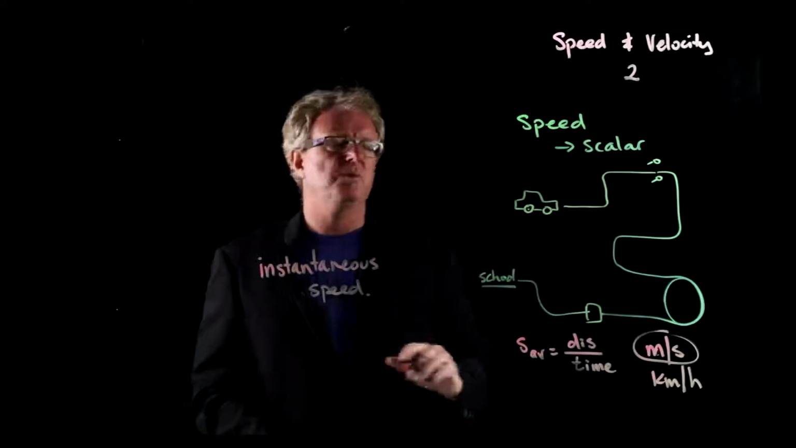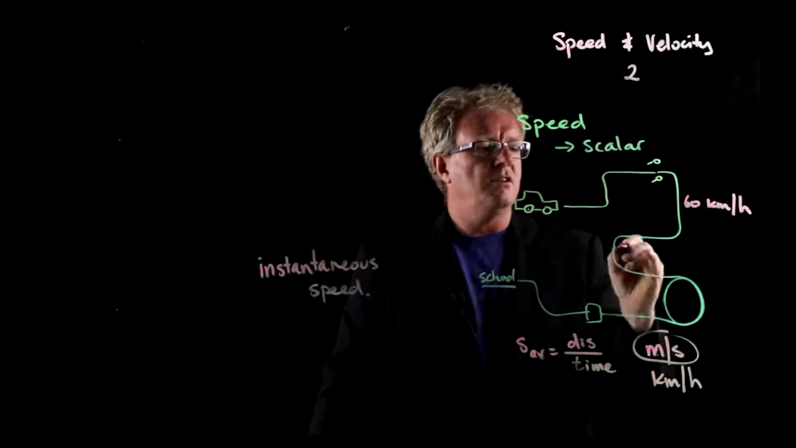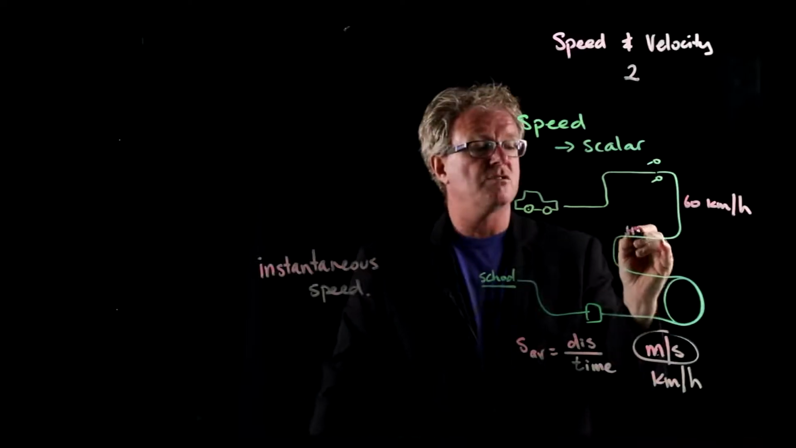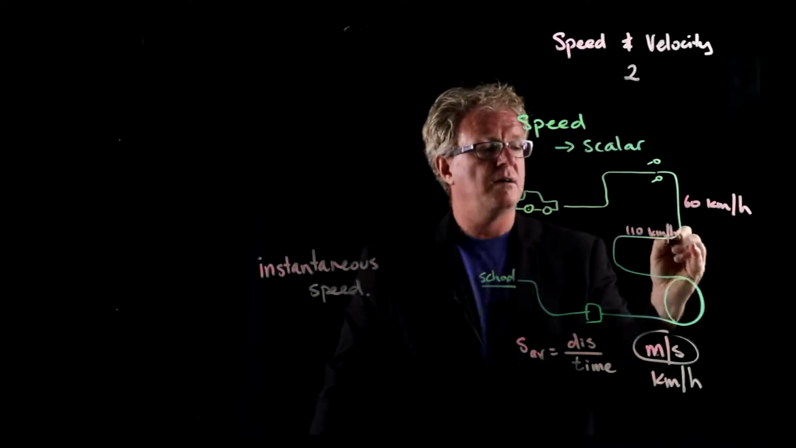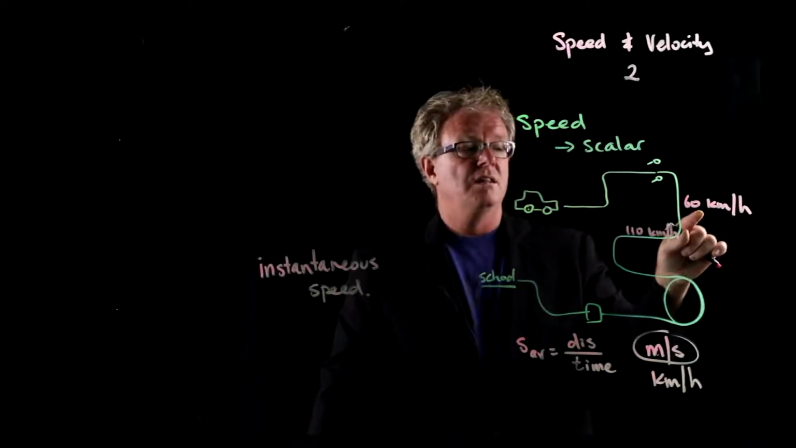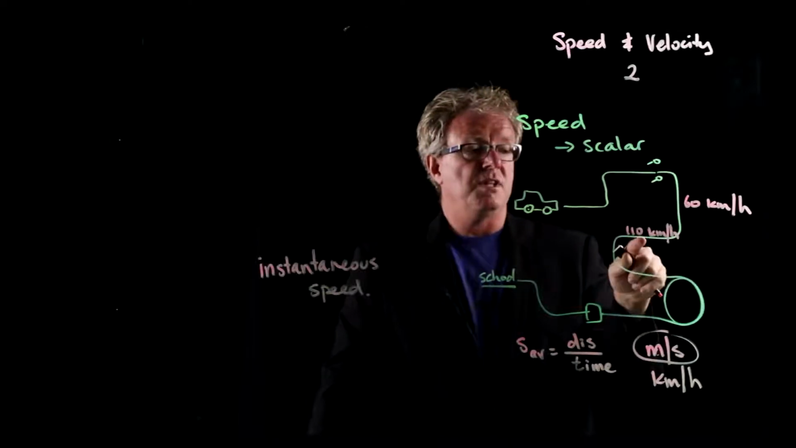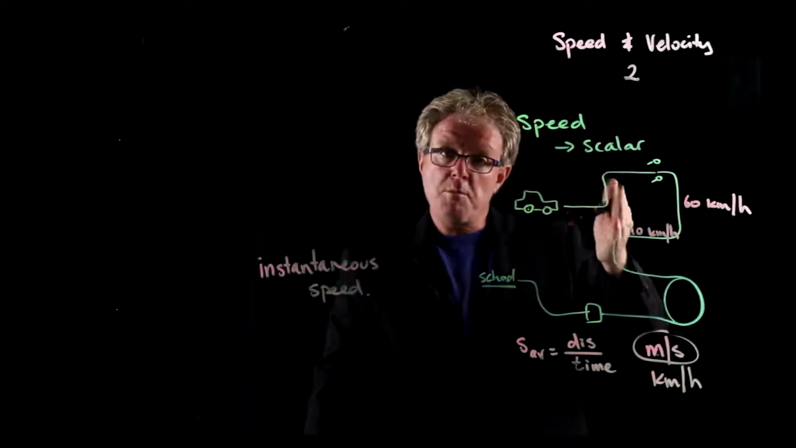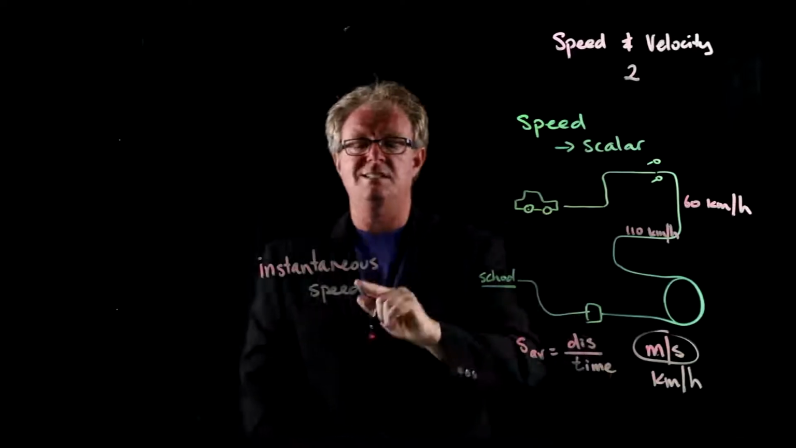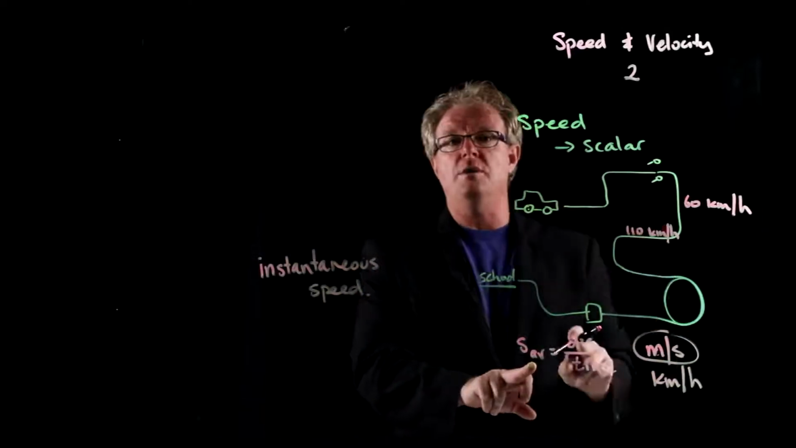So back to our trip here, if you're traveling at 60 kilometers per hour, then you hit the freeway and it's 110 kilometers per hour, then your instantaneous speed at a particular second is 60. Then you, of course, increase your speed, so you accelerate, but then you're hitting 110. At that moment in time, it's 110. That's your instantaneous speed. But your average speed is for the whole trip.